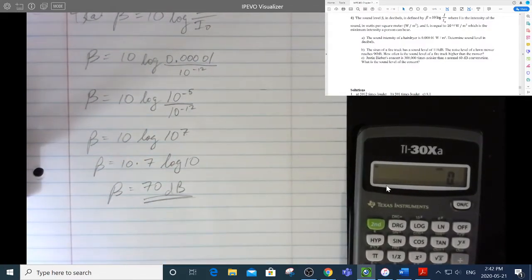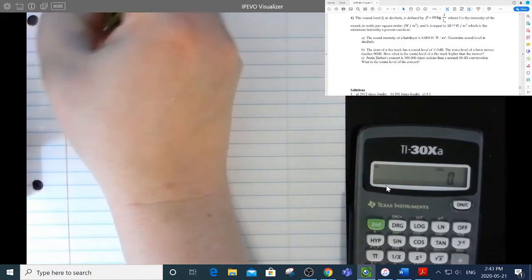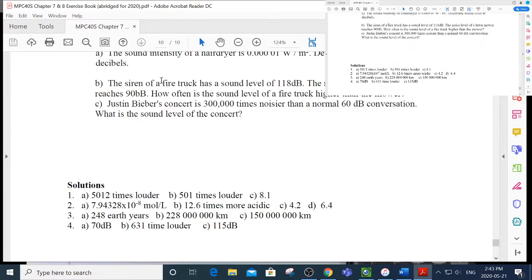So there's 4a. Okay, I'm going to go to a different page because I think 4b is bigger. 4b is asking us to compare a Firetruck siren to a lawnmower. How many more times louder is the Firetruck than the lawnmower?